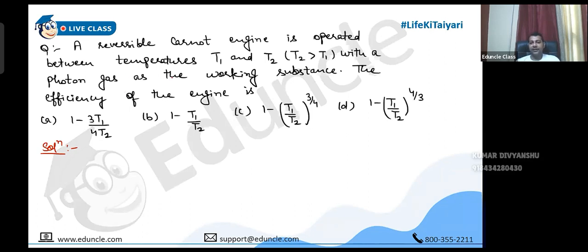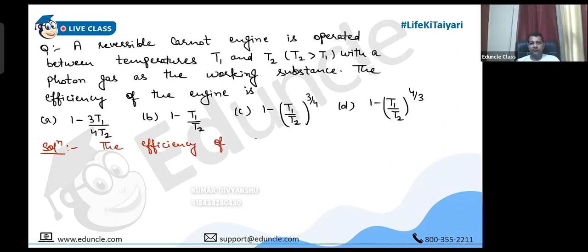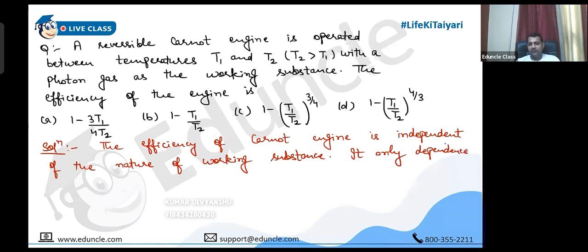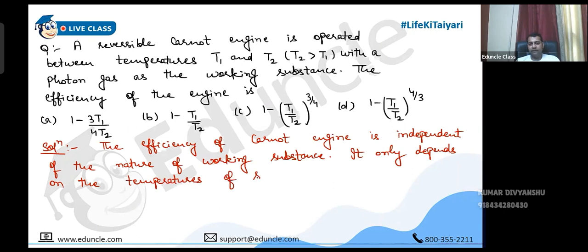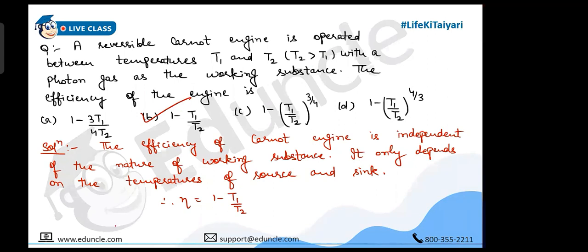On what factors does the efficiency of the engine depend? Only on the temperature. The efficiency of Carnot engine is independent of the nature of the working substance. So it doesn't matter whether we are using the photon gas. It only depends on the temperatures of source and sink. Therefore, in this case, it will be T1 by T2 because T1 is less than T2. So T1 is the temperature of sink, T2 is the temperature of source. Clear?